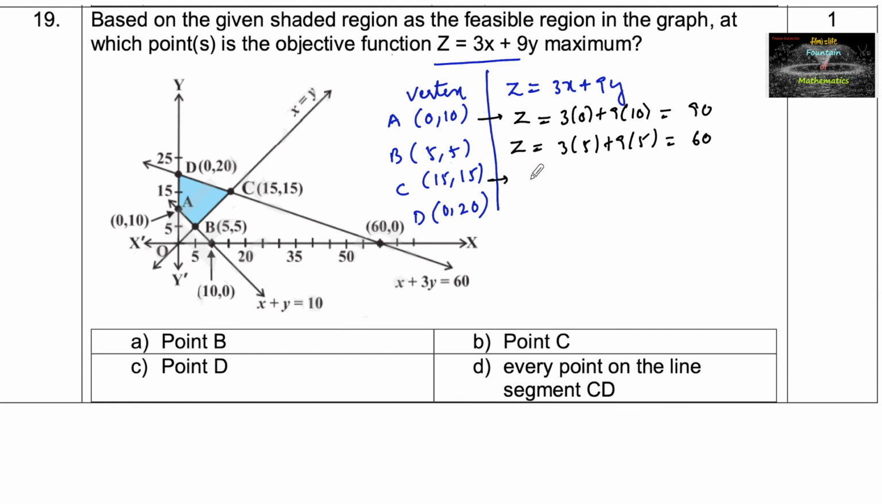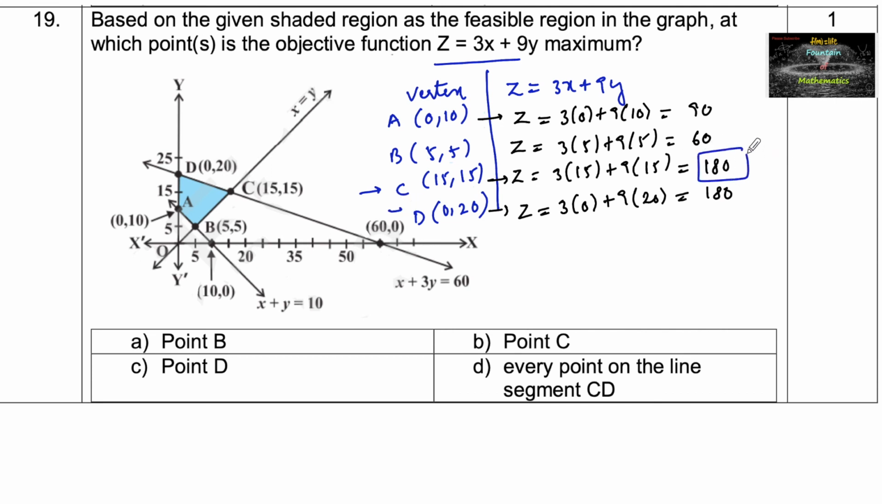And then at (15, 15), z is equal to 3 times 15 plus 9 times 15, 45 plus 135, 135 plus 45 is 180. And at (0, 20), z is equal to 3 times 0 plus 9 times 20, which is equal to 180. So you can observe that at C and D you are getting 180 and 180, that's a maximum value.